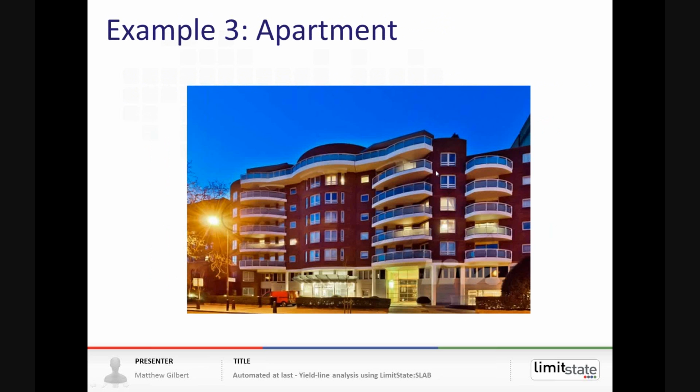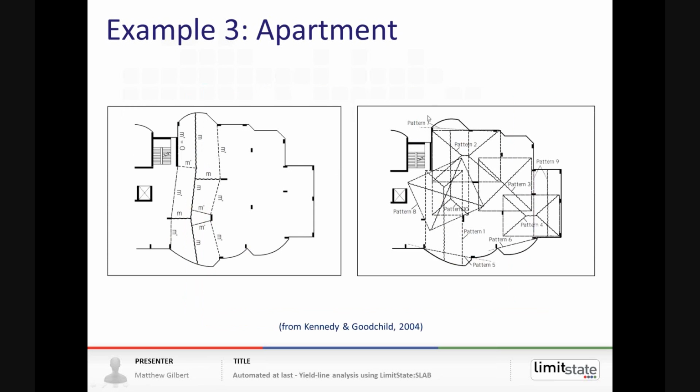And then thirdly, the last literature example that we'll look at is an apartment block. So it's quite a realistic example, and it was mentioned quite a lot in the Concrete Centre guide due to it having a complex shape with quite a lot of blade columns both internally and externally, and an irregular geometry around the outside. And like I say, this is from the Concrete Centre guide, which was written by Kennedy and Goodchild in 2004.